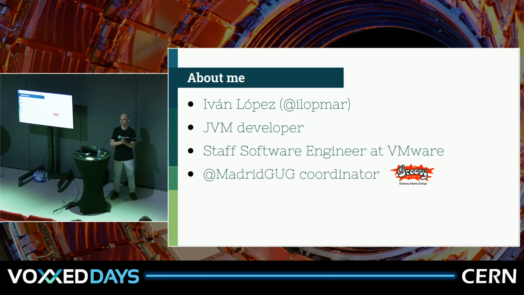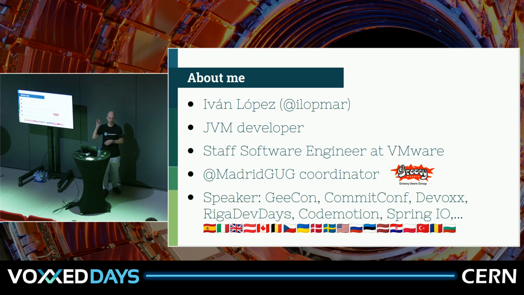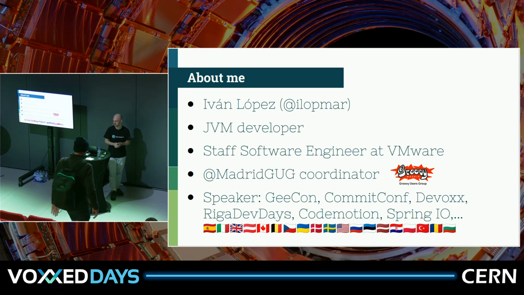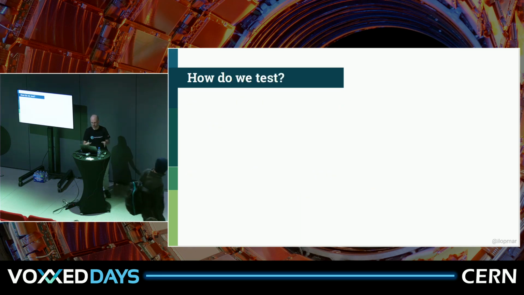If there is a Java user group in your city, go there, because you will meet people that have the same interests. They will be interested in the JVM as you are, so you will meet new people. And if there is none in your city, you can create a new one. It's an amazing way to meet more people. I'm not a developer advocate, but I like to give talks, so I've been to quite a few places. And basically, that's it about me.